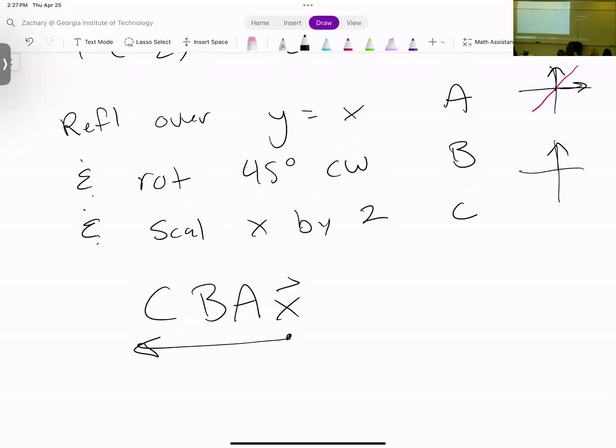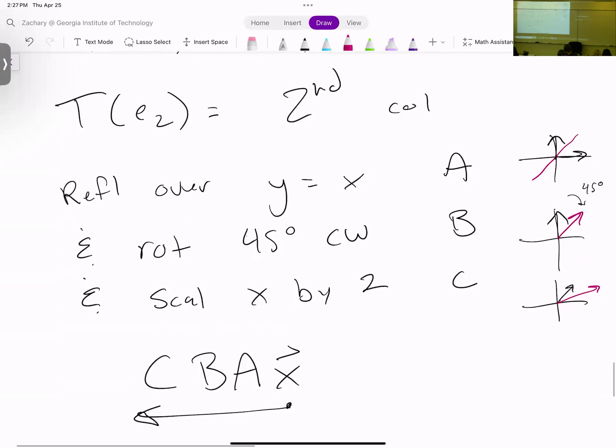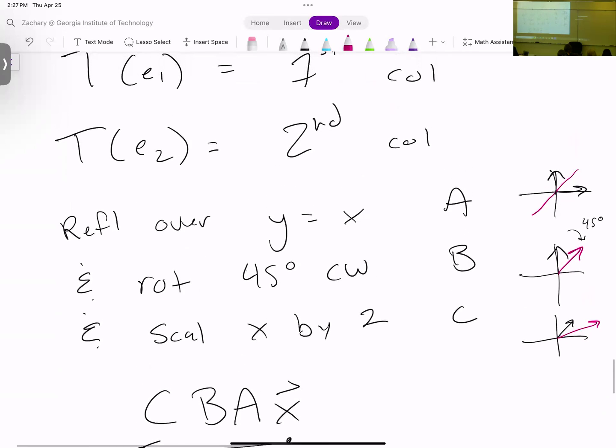Okay, so now I start on the top here, and I rotate clockwise 45 degrees. That tells me I'm now here. Okay, and now if I scale the x coordinate by 2, I go from being here to now I'm here. Does this graphically make sense of the steps I'm doing?